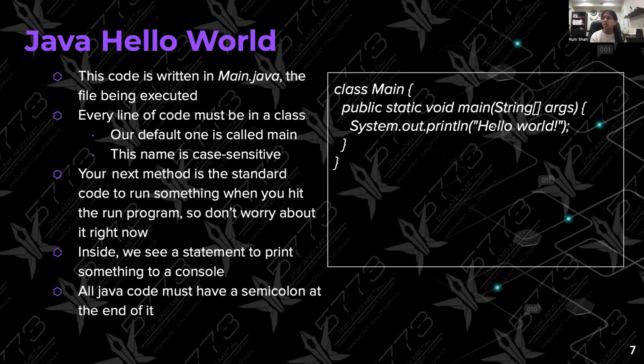The next method right here is the standard code to run something when you hit the run program. Don't worry about writing this right now or understanding it. Just know that you need to always have this whenever you're writing in Java. Inside this, we can see right now, this is a print statement to print hello world. And notice how at the end of the line, there's a semicolon. Keep in mind that every single line that you write in Java needs to have a semicolon at the end of it.